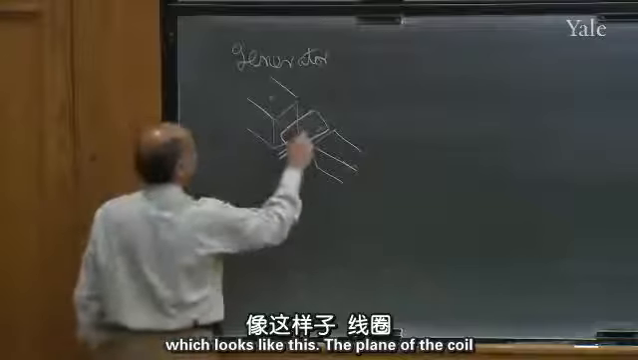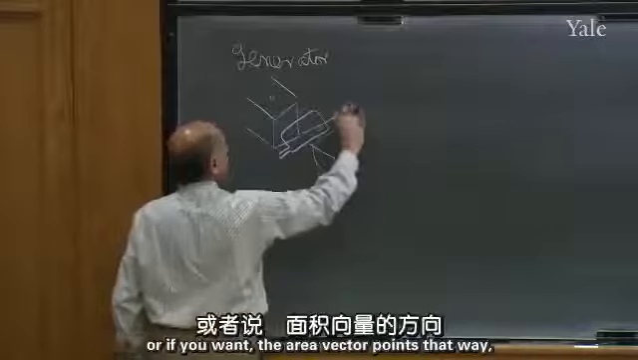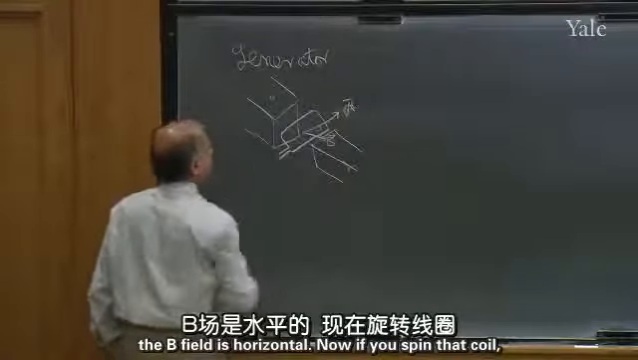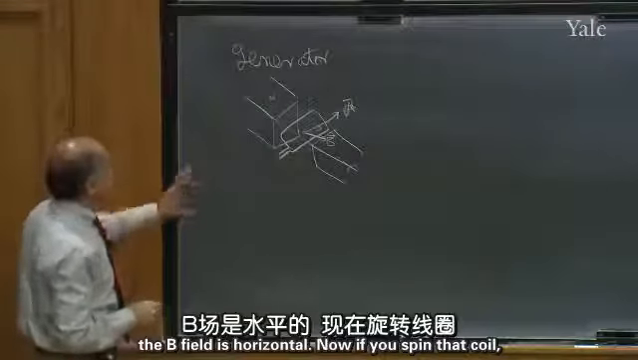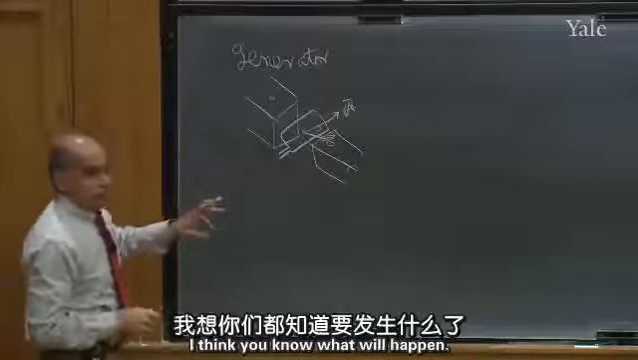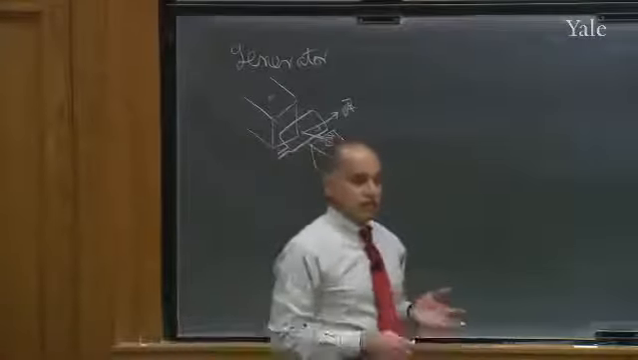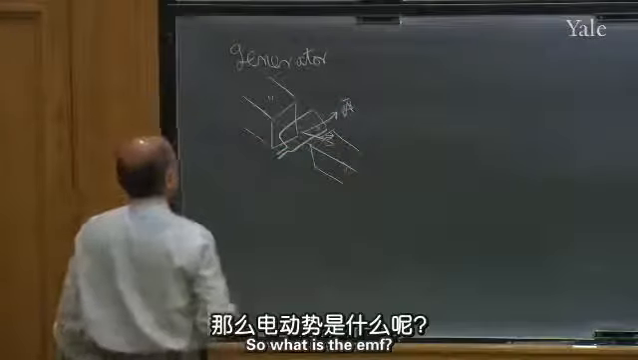The plane of the coil is pointing in that direction, or the magnetic moment, or if you want, the area vector points that way. The B field is horizontal. Now, if you spin that coil, I think you know what will happen. The flux through the coil is going to change, and the rate of change of flux will give you an EMF.